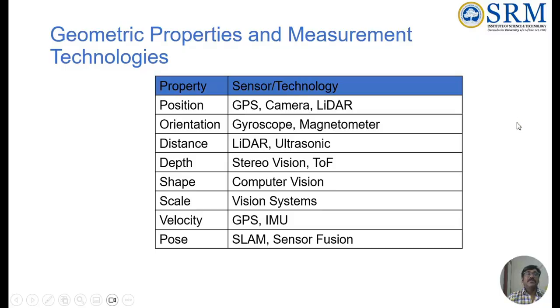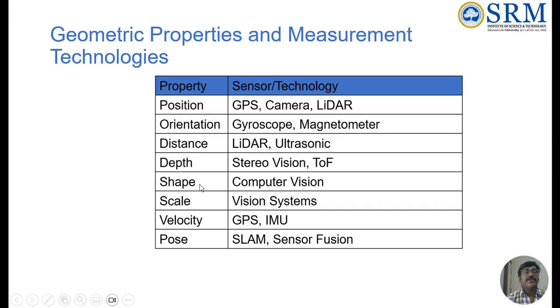So the geometric properties as measurement technologies are position, orientation, distance, depth, shape, scale, velocity, and pose. These are the things discussed in the earlier slide, and each one has different technological aspects. GPS, camera, and LiDAR are given for position. Orientation is measured by gyroscope and magnetometer, and distance by LiDAR and ultrasonic. Depth is measured by stereo vision and time of flight camera.